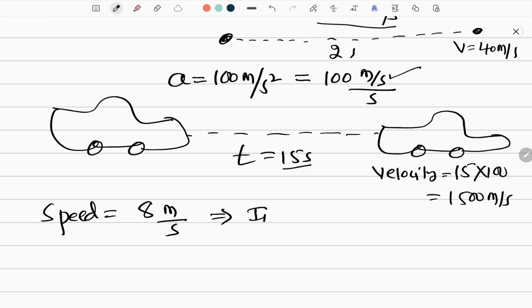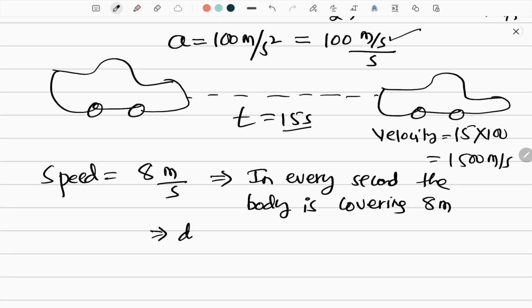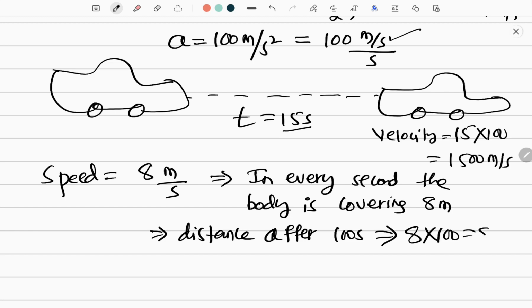That means in every second, the body is moving, the body is covering 8 meter per second. Then if somebody asks you what is the distance covered after 100 seconds, in every second it is going 8 meter, means in 100 seconds how much it will go? 8 into 100, and that is equal to 800 meter.